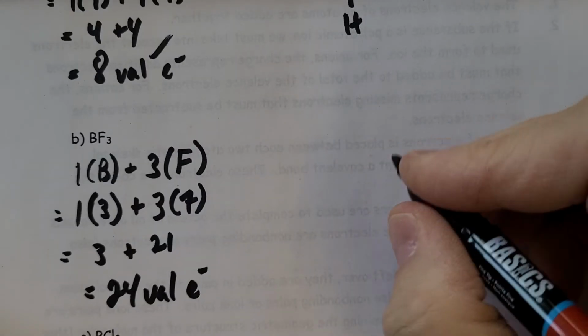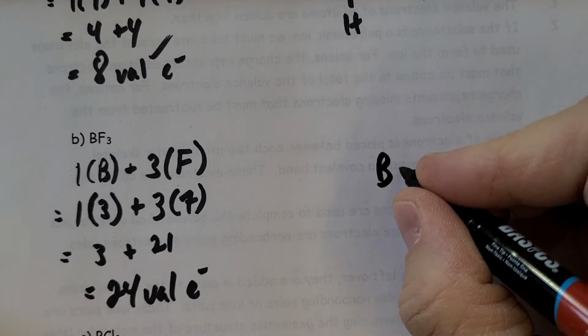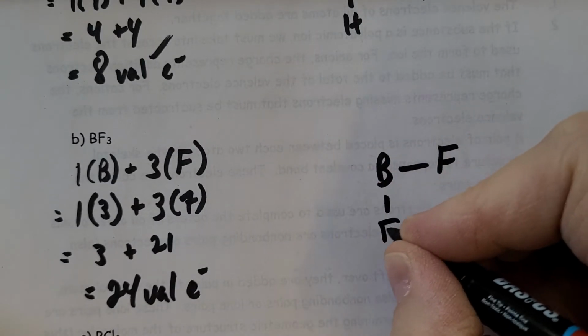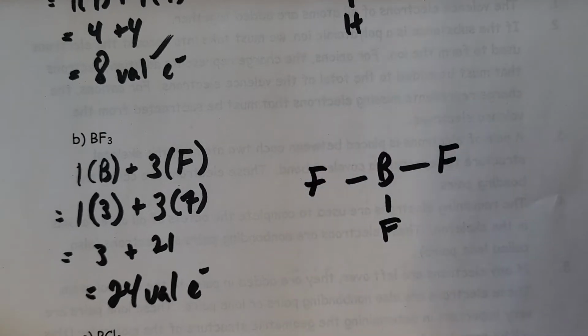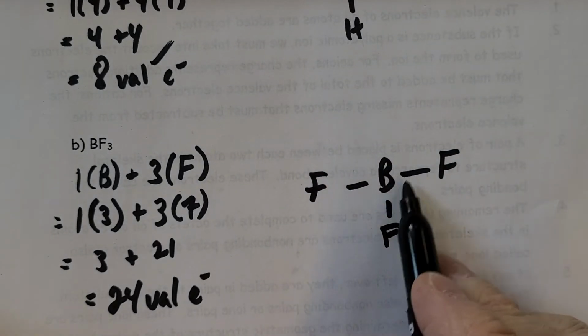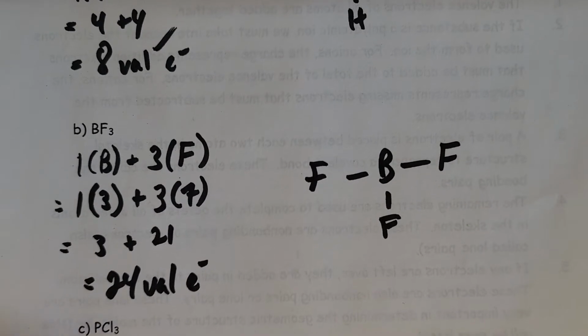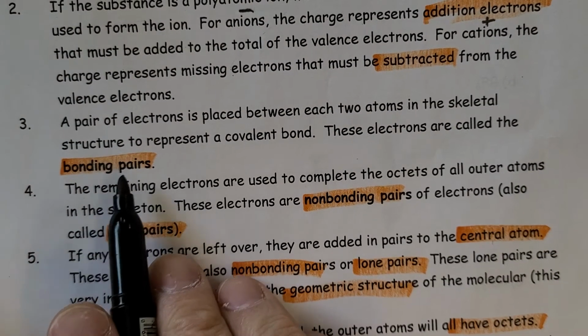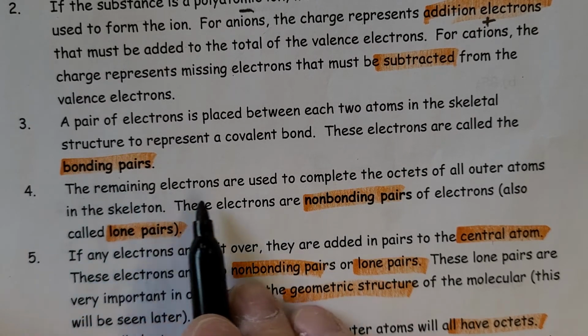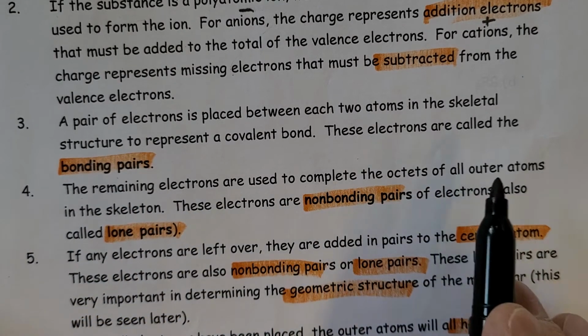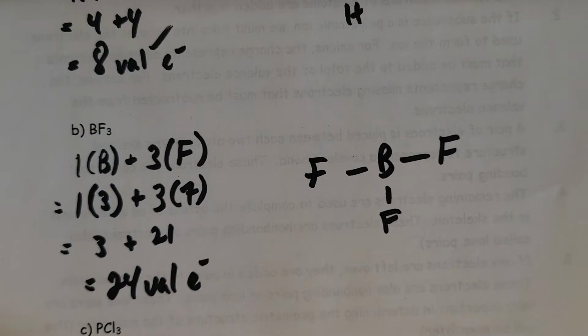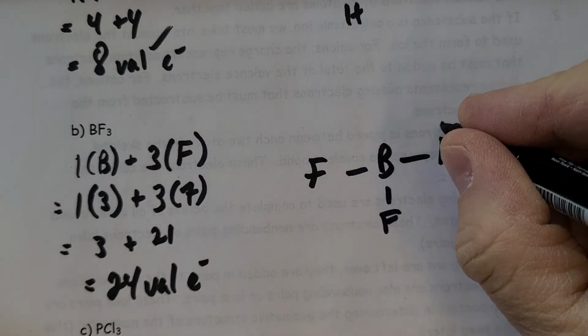Boron occurs once, so it's going to be the central atom, bonded to 3 fluorines. I could go in any direction here. So far I've used up 2, 4, 6 electrons. I have 24 electrons in total. When we do that, we have our bonding pairs. The remaining electrons are used to complete the octets of the outer atoms, so I place them in pairs around the outer atoms.